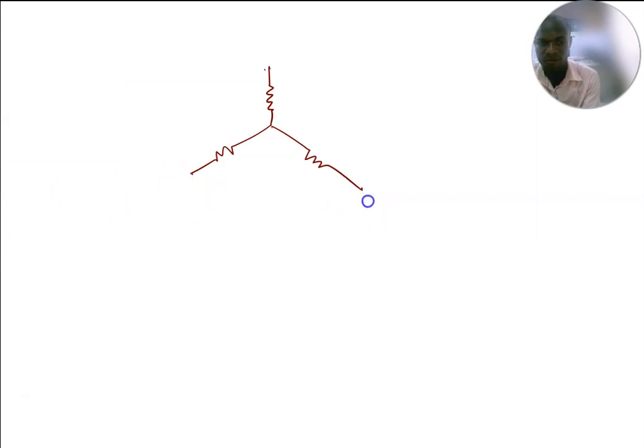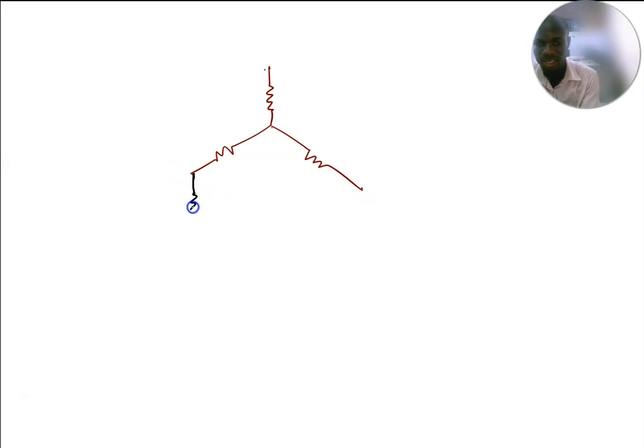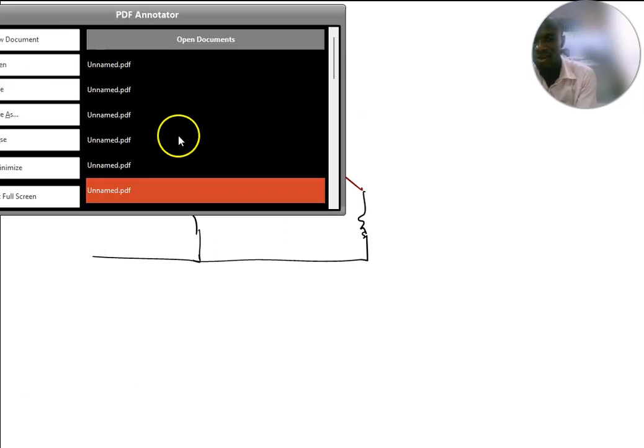So I have the 2 resistors here. 1 resistor here, and I have another resistor here, and they are now combined, right? So this is how the circuit is going to be now.